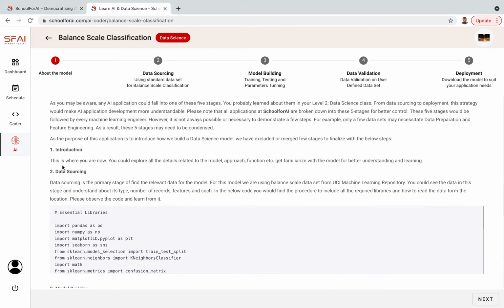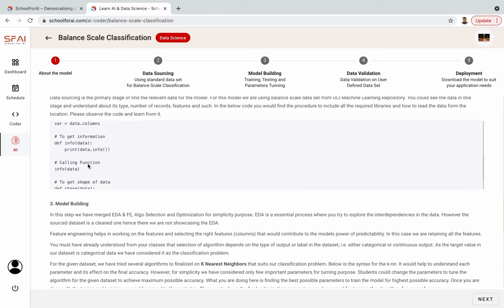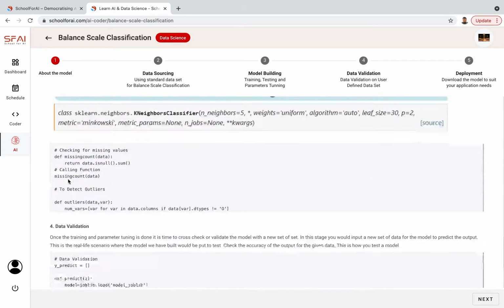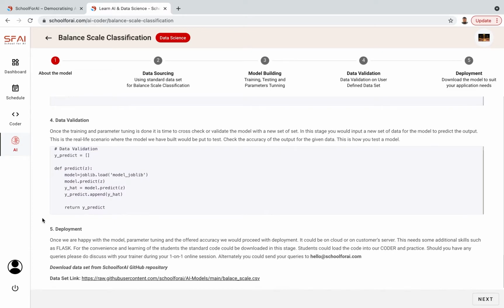We have an introduction that gives you entire details about how we are doing it, and data sourcing, what is the type of code we are doing, the libraries and all. Model building: for this particular model of balance scale classification, we are using KNN, K-neighbor classifier. We would be defining that, followed by the code, data validation. So you could explore all these things until deployment, and eventually you could even get the balance scale data set link through GitHub. Once you're ready, move on to the data source.